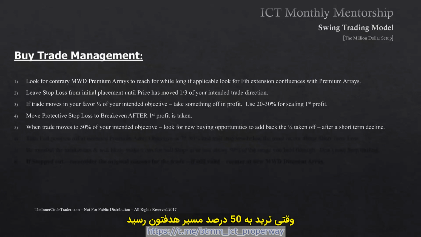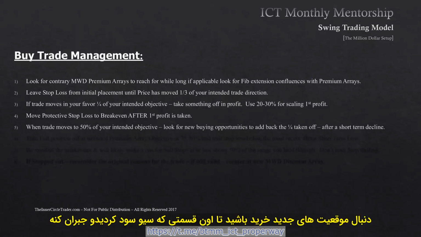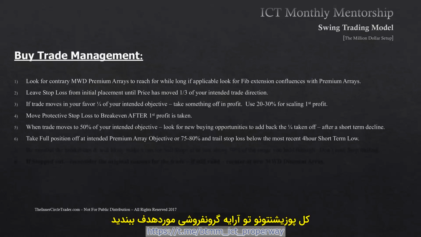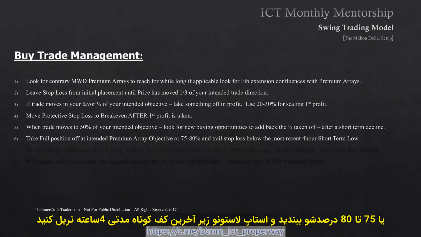When trade moves to 50% of your intended objective, look for new buying opportunities to add back the 1/4 taken off after a short-term decline. Take full position off at intended premium array objective or 75 to 80% and trail stop loss below the most recent 4-hour short-term low.